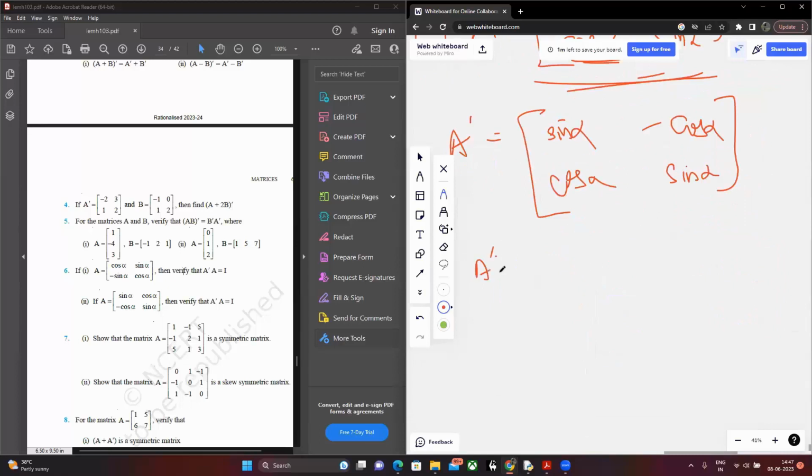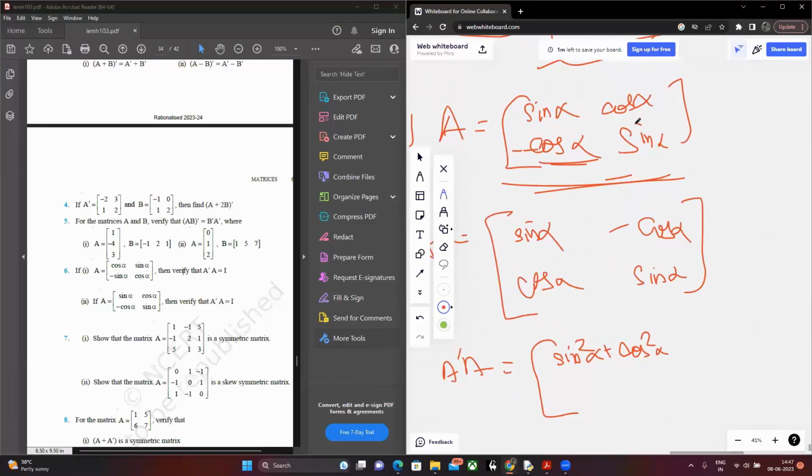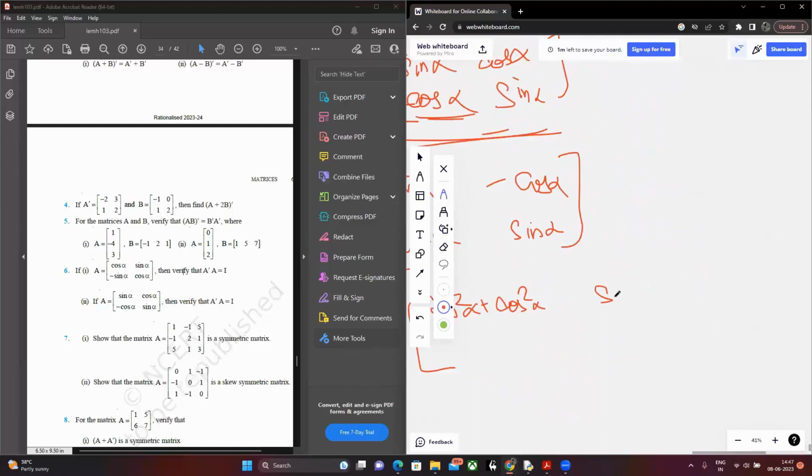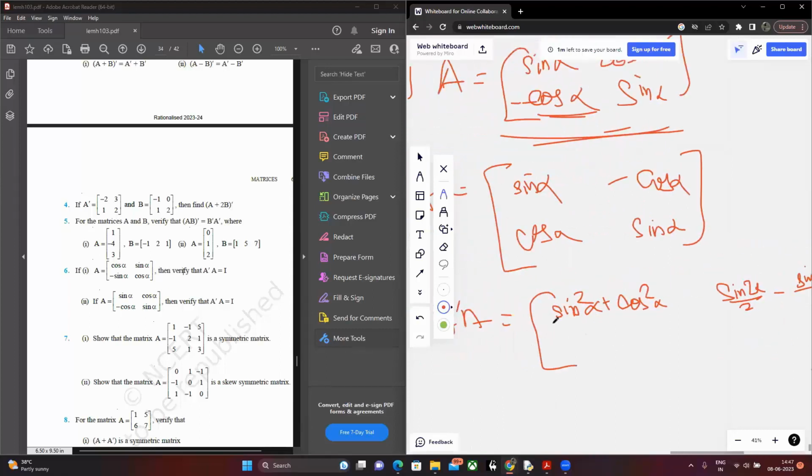Finally, A dash A is going to be equal to this times this, that is sine squared alpha plus cos squared alpha. Over here is going to be sine alpha minus cos alpha and cos alpha sine alpha. That is going to be sine 2 alpha by 2 minus sine 2 alpha by 2, because sine 2 alpha is 2 sine alpha cos alpha. I'm writing this because this is more compact to write. It's easier on myself, right?